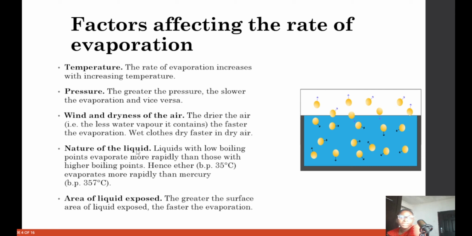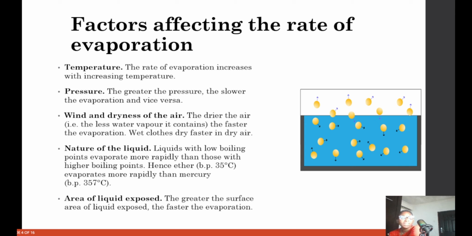Also, the nature of the liquid. Liquid with low boiling point evaporates more rapidly. You know why? Because after the water has boiled, it will now get to the stage of evaporation. So liquid with low boiling point evaporates more rapidly than those with high boiling point. Hence, ether with boiling point 35 degrees Celsius evaporates more rapidly than mercury with 357 degrees Celsius boiling point.